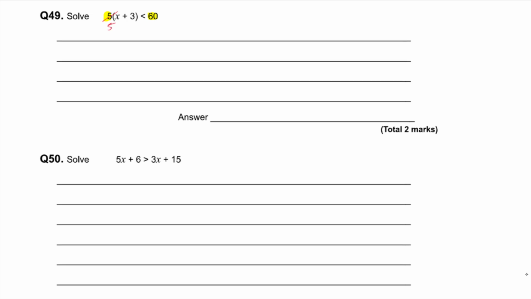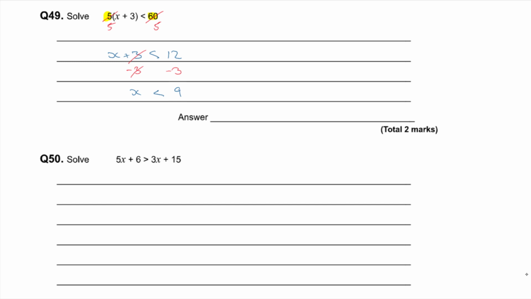So dividing by 5, that's going to give me x plus 3 on the left, and that is less than 5 into 60, which is 12. And then subtracting 3 from both sides, they'll cancel, and that will leave you with x is less than 9. Now if you do multiply out the brackets, you'll still get the same answer. It'll just take you longer because there's more steps.